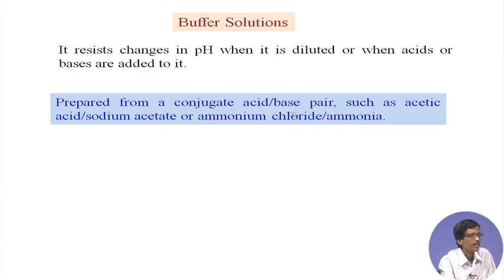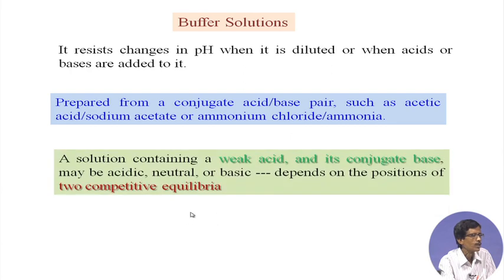So, a conjugate acid-base pair, either an acid and its corresponding conjugate form or a base and its conjugate form, can give rise to a condition where we get a buffered medium. So, a solution containing a weak acid or its conjugate base may be acidic, neutral or basic. So, how do you think of it?